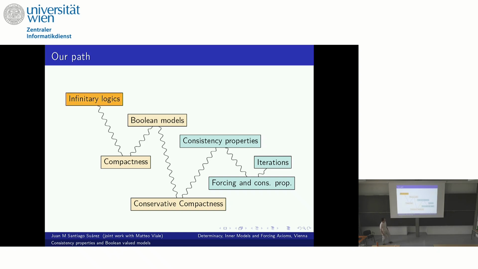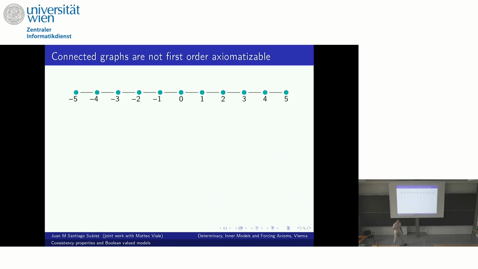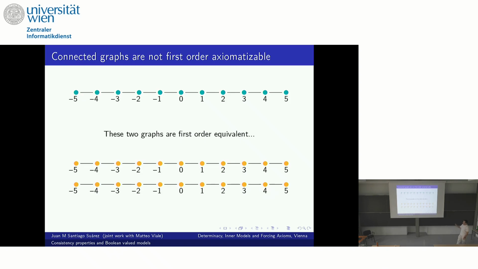Okay, so let's start. Infinitary logics, what are they? Well, I always like to warm up with a very simple example. So let's start with the graph given by the integers, the normal graph. And now let's make 2 copies of the same graph. Well, the first graph is clearly connected. The second graph is not connected. One can check that they are both first order equivalent. And this shows that connectedness is not a first order property. It holds for one, it doesn't hold for the other, but they have the same theory. So no first order property.